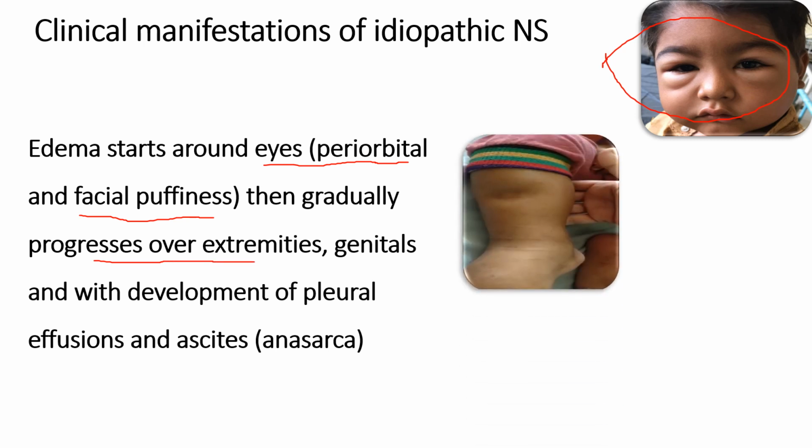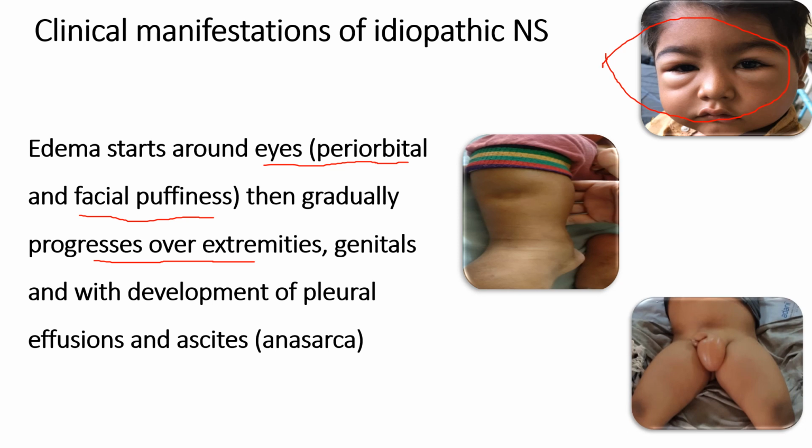In this picture you can see that the child is having pitting edema over the lower limb, and then it can progress to the genitals. In this picture you can see the child is having scrotal swelling, and this is again characteristic of nephrotic syndrome.